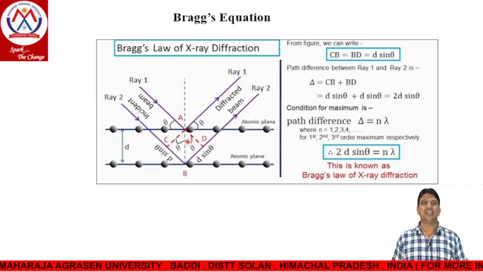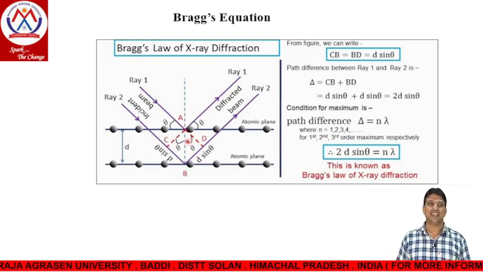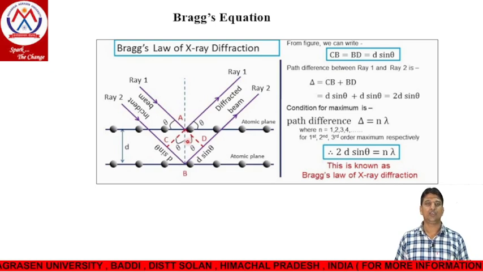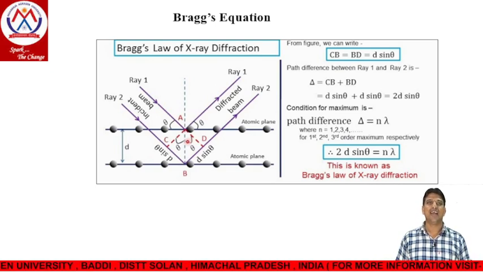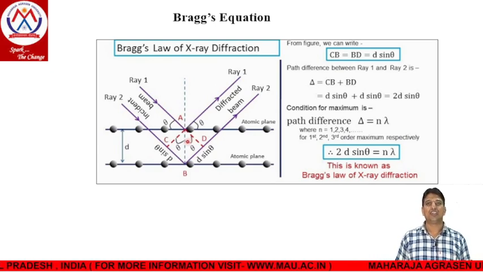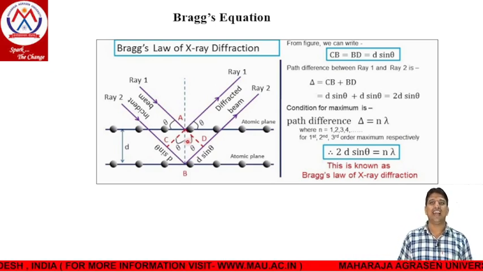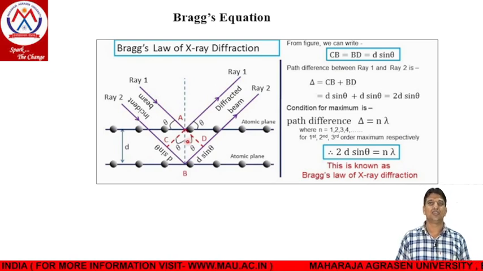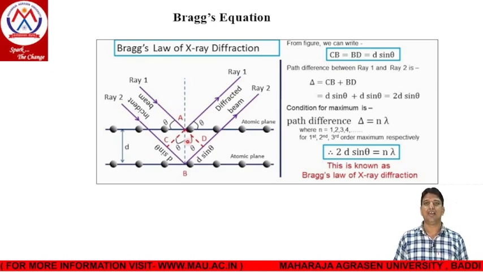Then Bragg extended these observations and gave a law, Bragg's law of X-rays. According to Bragg, when X-rays pass through a crystal, the atoms in the path of the X-rays scatter radiation, act as scattering centers and produce secondary radiations. So Bragg gave an equation: 2d sin theta equals n lambda, where d is the interplanar distance of the crystal and lambda is the wavelength of the X-ray.